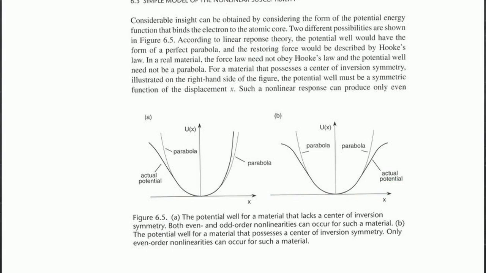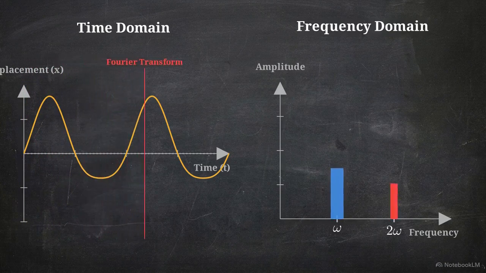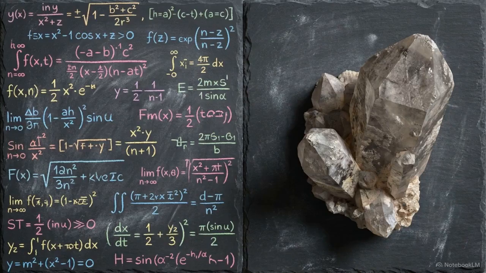To double a frequency, the lattice itself must inherently lack a center of inversion symmetry. Notice how this asymmetric potential well is steeper on one side. This specific geometry permits an even-order polarization response. When we take the skewed, lopsided displacement wave produced by this asymmetric well and perform a Fourier transform on it, a massive spike emerges precisely at 2 omega. The mathematical existence of this new light frequency is entirely dictated by the spatial geometry of the atomic lattice.